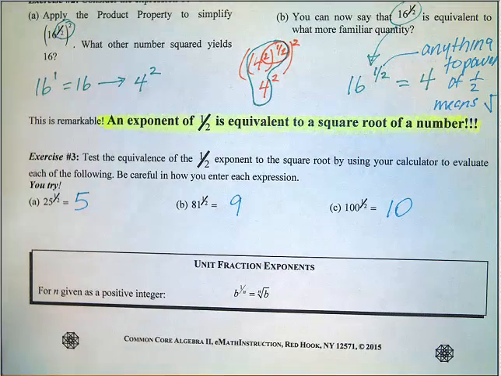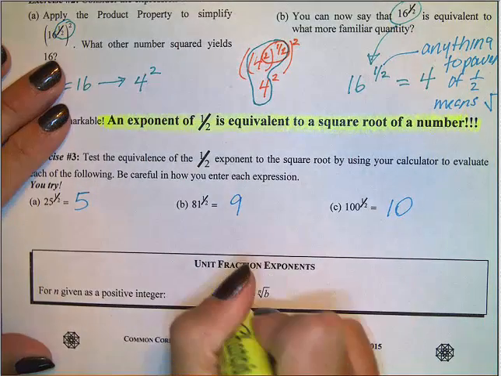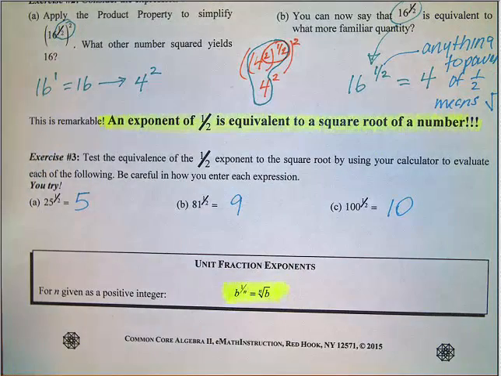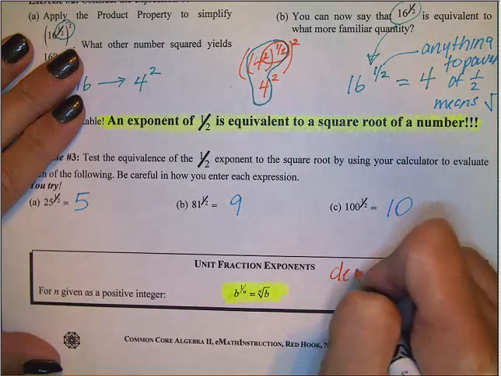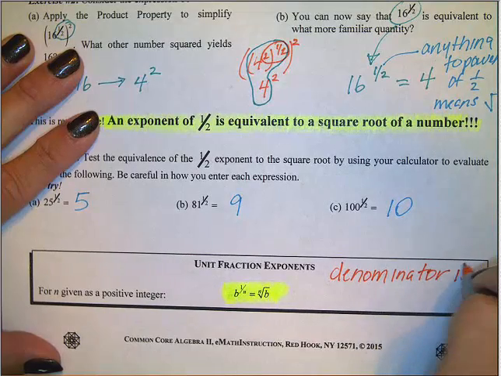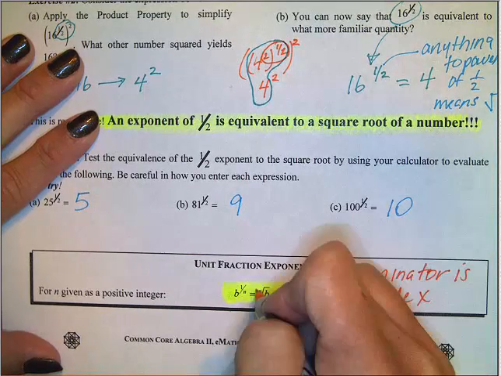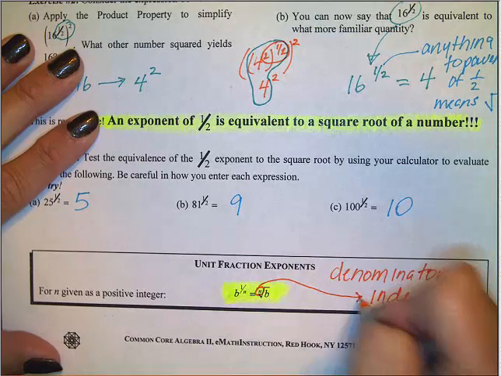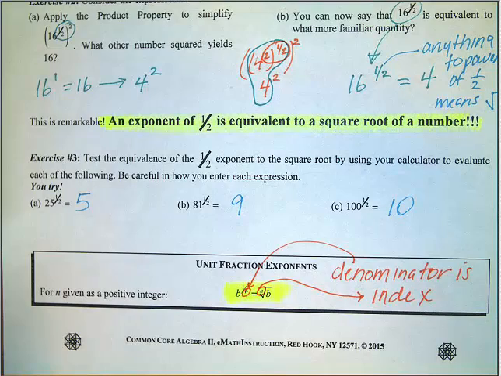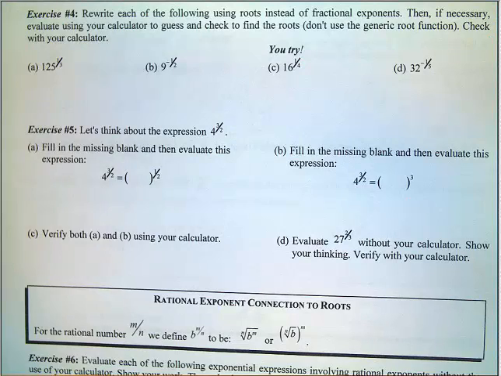Again, that highlighter, it's very, very important that you notice b to the 1 over n equals the nth root of b. So that denominator becomes the index. And the index is right there. Okay? All right.